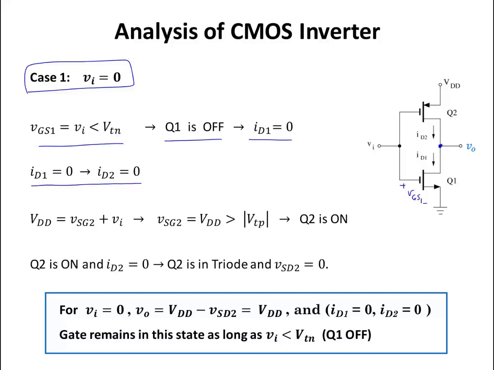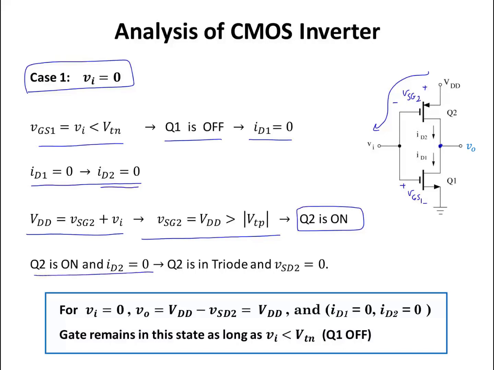Let's check the state of transistor 2 next. So I'm going to label this one voltage of source to gate for transistor 2, and from the KVL in this loop I have VDD equals the voltage of source to gate for transistor 2 plus Vi. Vi is equal to 0. As a result, VSG2 is equal to VDD, and that is greater than the threshold voltage for the p-type transistor. So Q2 is on. The PMOS transistor is on and the drain current of that transistor is equal to 0. This is the same case that we just saw, which means Q2 is in triode mode and the voltage of source to drain for Q2 is equal to 0.